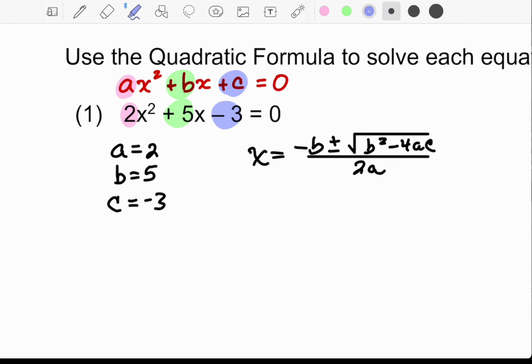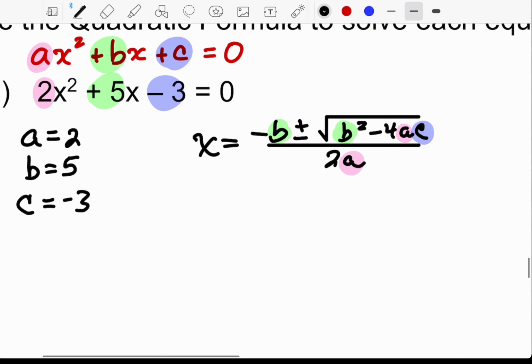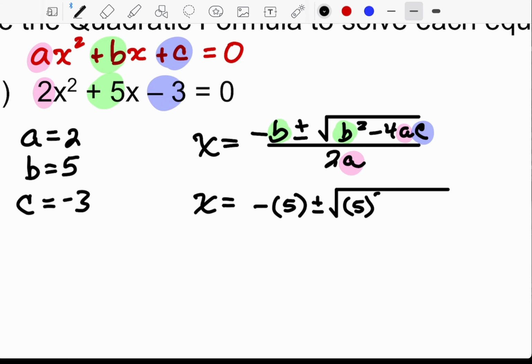So what I'm going to do is I'm going to replace every a value with a 2. I'm going to replace every b value with a 5. And the c value with a -3. So x is going to be equal to -5 plus or minus the square root of b squared, so 5 squared, minus 4 times 2 times -3, all over 2 times 2.